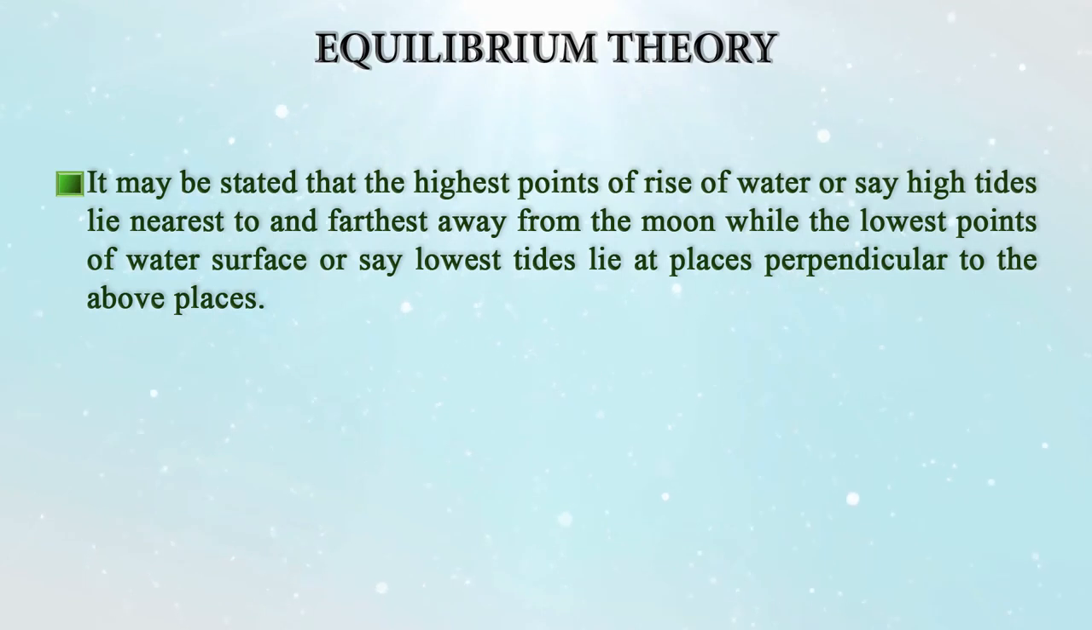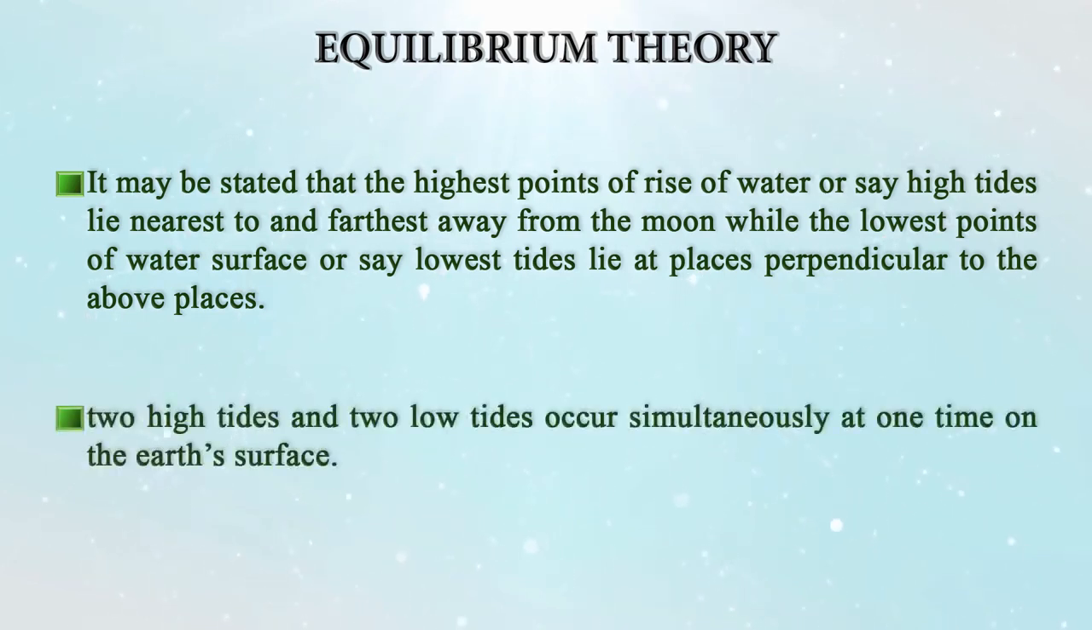It may be stated that highest points of rise of water, or say high tides, lie nearest and farthest away from the moon, while the lowest points of water surface, or say lowest tides, lie perpendicular to the above places. So, these portions are having high tides and these portions are having the low tides. So, these are perpendicular to the above places. This portion is perpendicular to this place. Two high tides and two low tides occur simultaneously at one time on the earth's surface.